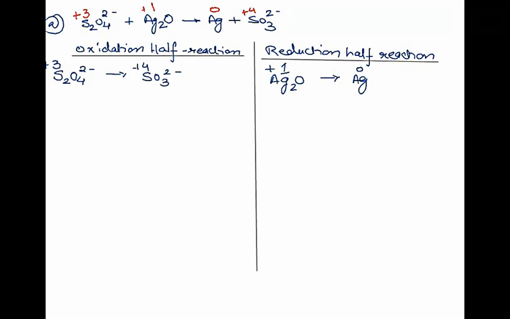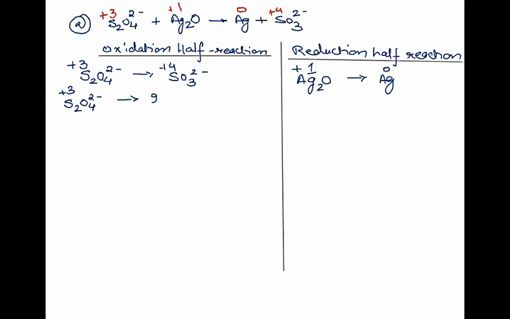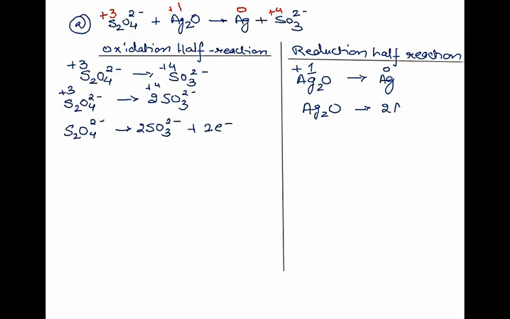Now we have got S2O4 2-. Let's first balance the elements. It would be twice SO3 2-. How many electrons will it lose? It will lose 2 electrons because there are 2 sulfur atoms. So S2O4 2- gives you 2SO3 2- plus 2 electrons. Now in the reduction half cell, silver oxide is giving you 2 silver. It is +1 going to 0, so 1 silver is gaining 1 electron. So 2 silver would be gaining 2 electrons.